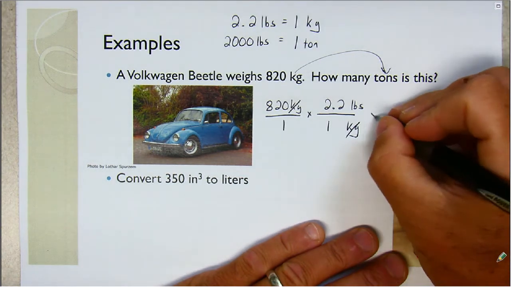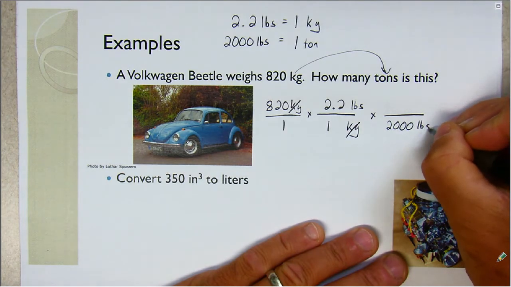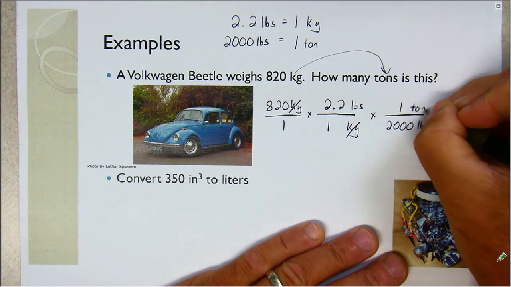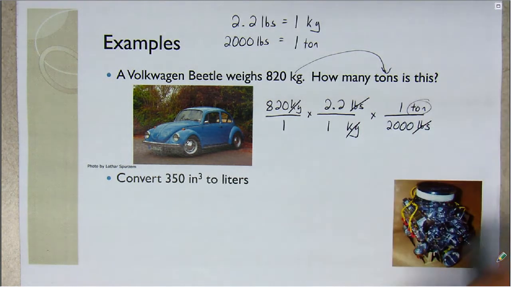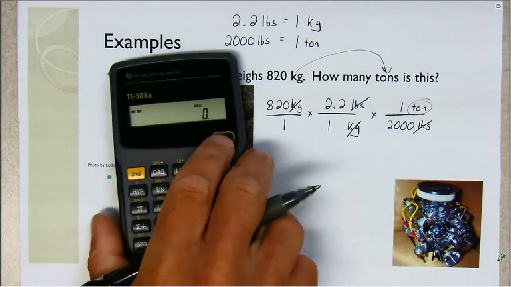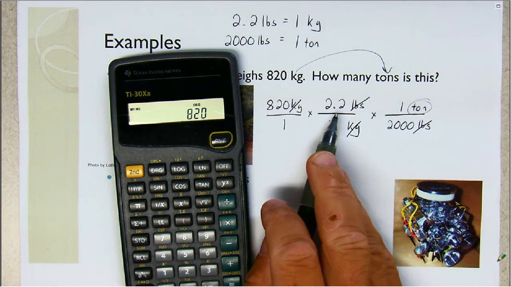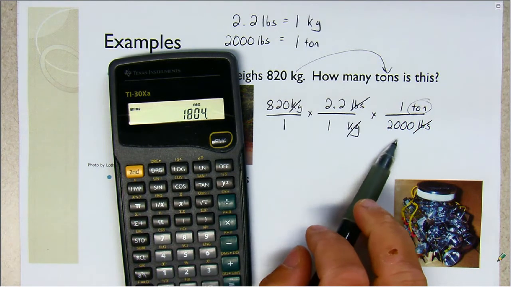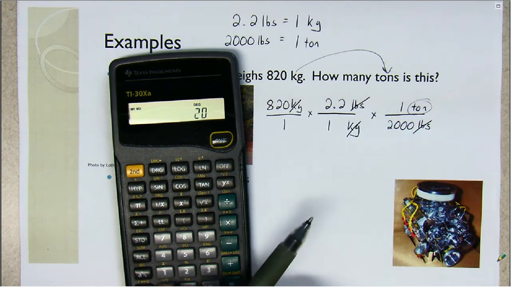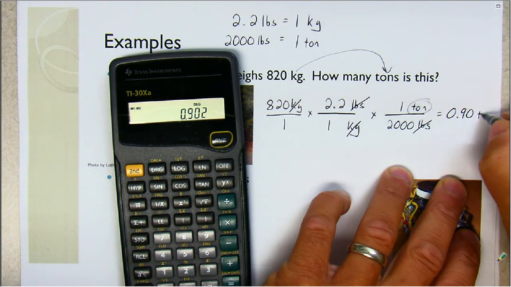But we don't want pounds, we want tons. So we're going to trade in 2,000 pounds for 1 ton. That makes the pounds cancel off. We got tons, that's what we want. It didn't cancel. We reach for our calculator. 820. Is that 2.2 going to be multiplied or divided? It's in the top, so we're going to multiply that. And then is the 2,000 going to be multiplied or divided? It's in the bottom, so we're going to divide that. And when we do that, we get 0.90 tons.